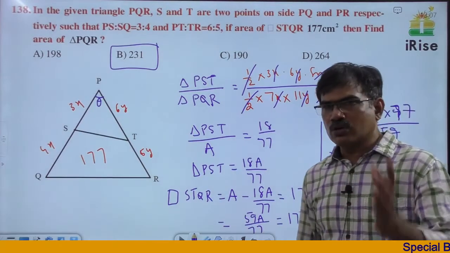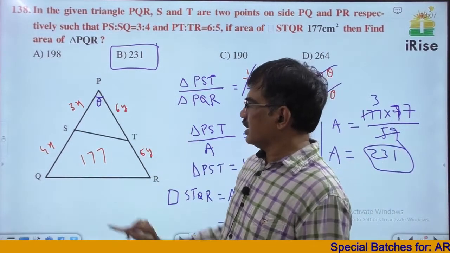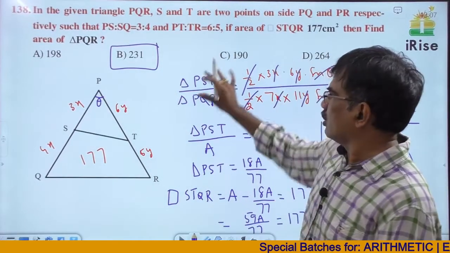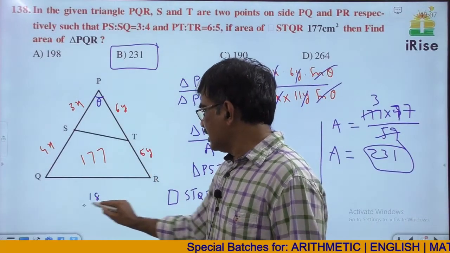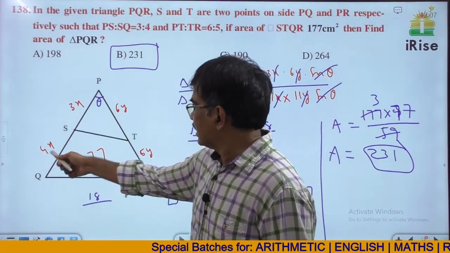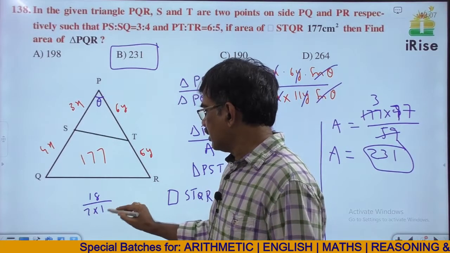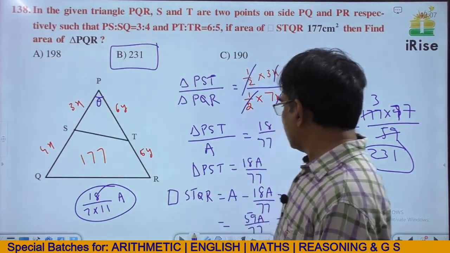So if you know this concept, what is this part area, for example, if they want? Simple, it is not necessary to write all these things. 3 into 6, 18 by 7, add these two. 7, this is 11. 7 into 11, this is the area of this part, 18 by 77A.